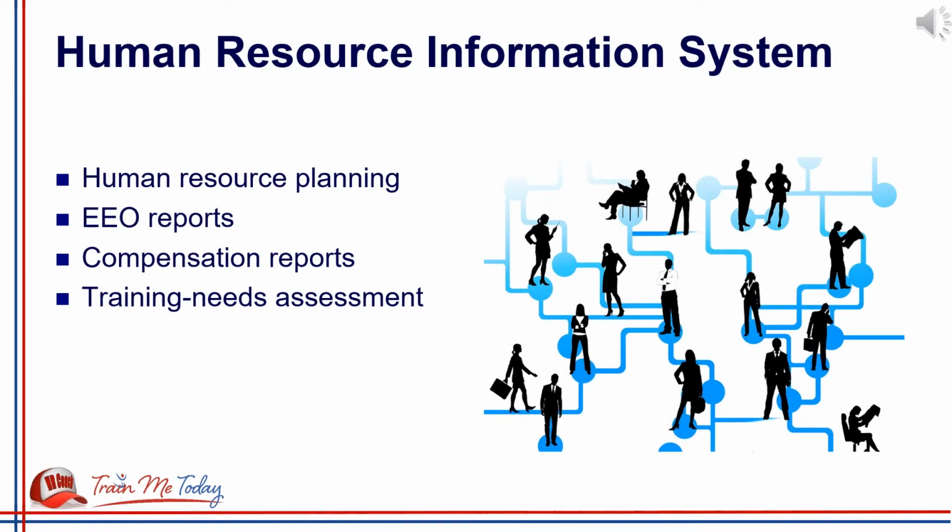One of the main uses of a Human Resource Information System, or HRIS, is human resource planning. An HRIS is an integrated system of employee information that is usually computerized. Additional uses include EEO reports, compensation reports, and training needs assessments.